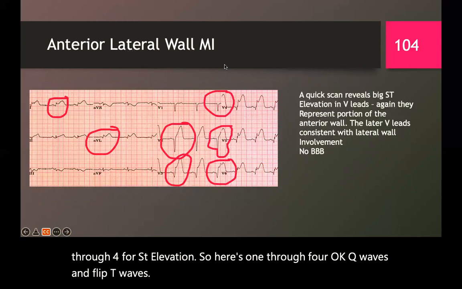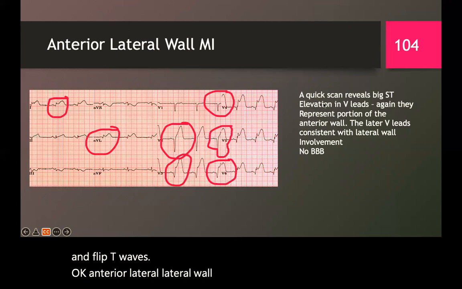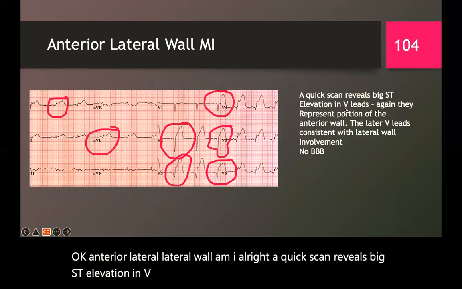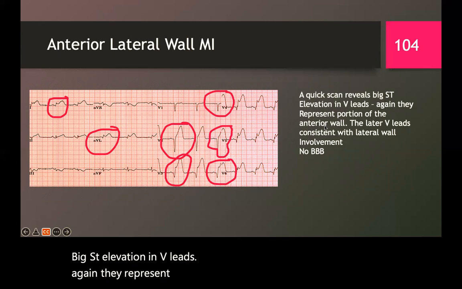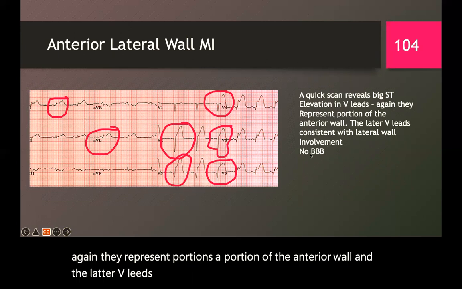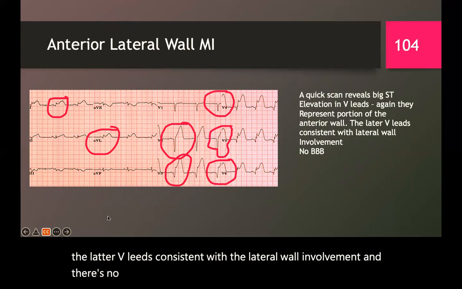Okay, anterior lateral wall MI. All right, a quick scan reveals big ST elevation in V leads. Again, they represent a portion of the anterior wall, and the latter V leads are consistent with lateral wall involvement, and there's no bundle branch block.